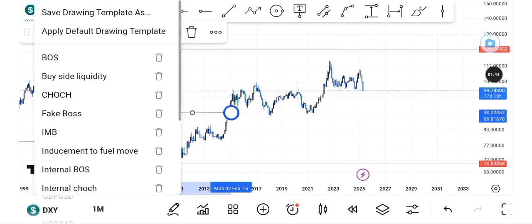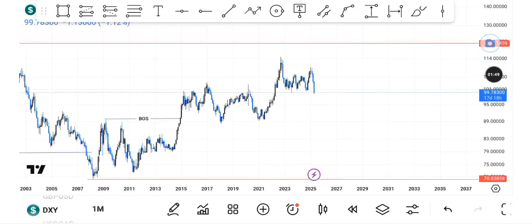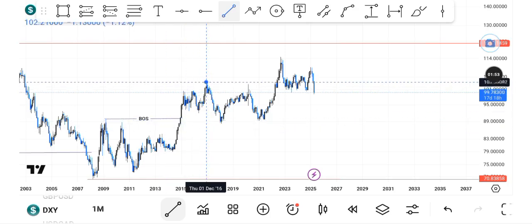We are on the monthly time frame. By the way, I take this opportunity as I'm marking this structure. We are doing the strategy, we're using smart money concept.